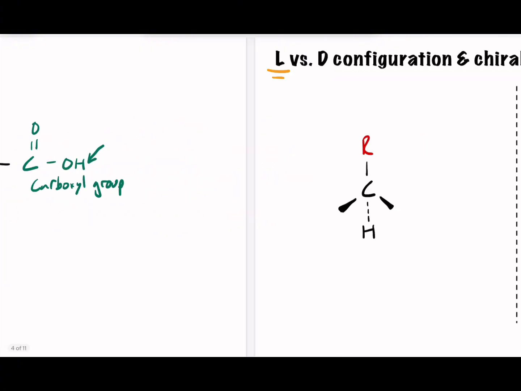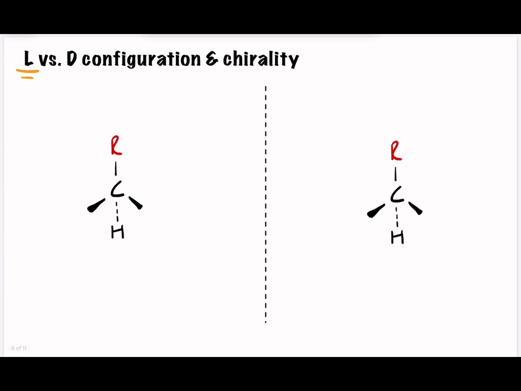Now moving into configuration and chirality, you will notice that there are two main categories, L versus D. And so as you may remember from organic chemistry, around the alpha carbon, since there are four unique groups typically, you will have chirality of your amino acid. And it is important to note that this isn't the case for glycine since its R group is just a hydrogen. And so now since you don't have four unique groups around the alpha carbon, it is considered achiral.